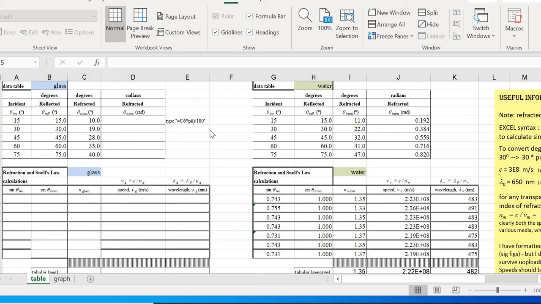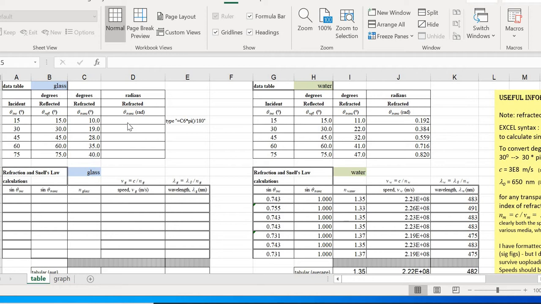Okay, here's an extended hint. People are still having problems. Now, here is some student data. Here are the incident angles: 15, 30, 45, 60, 75. And here are your transmitted angles. If this is in glass, this was a little cartoon experiment, right?